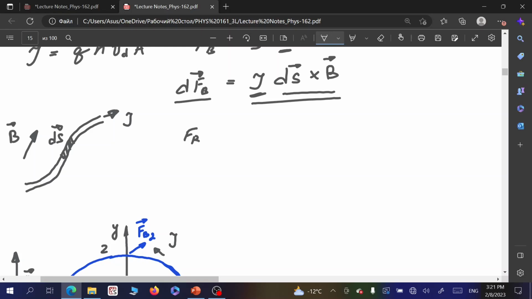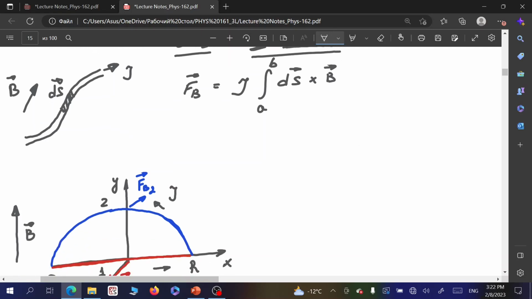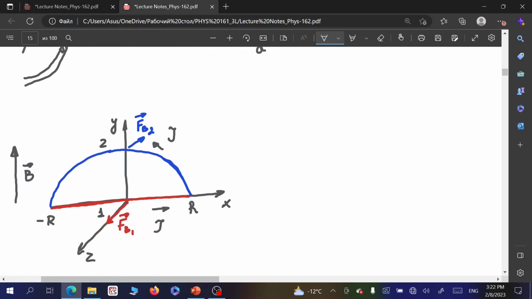So the total magnetic force will be equal to electric current, which is the same magnitude, the same along all conductor from point A to point B, and this cross product ds vector times B vector. That assumes that B vector may be constant or may not be constant. It may change also from point 1 to 2 as we go along the conductor. So that should be taken into account in general.